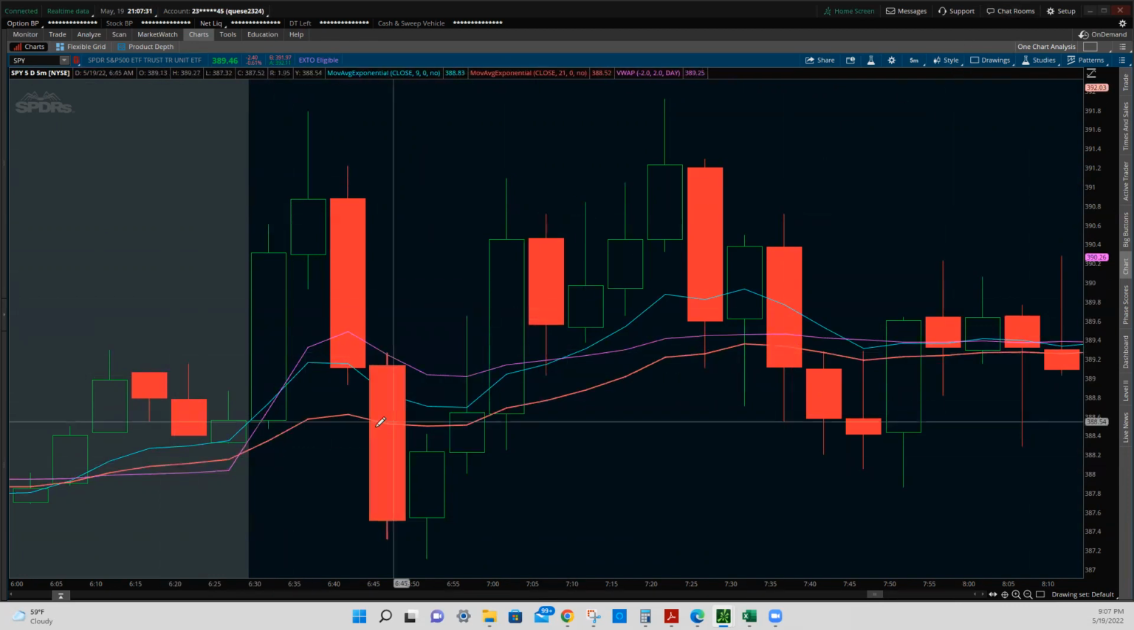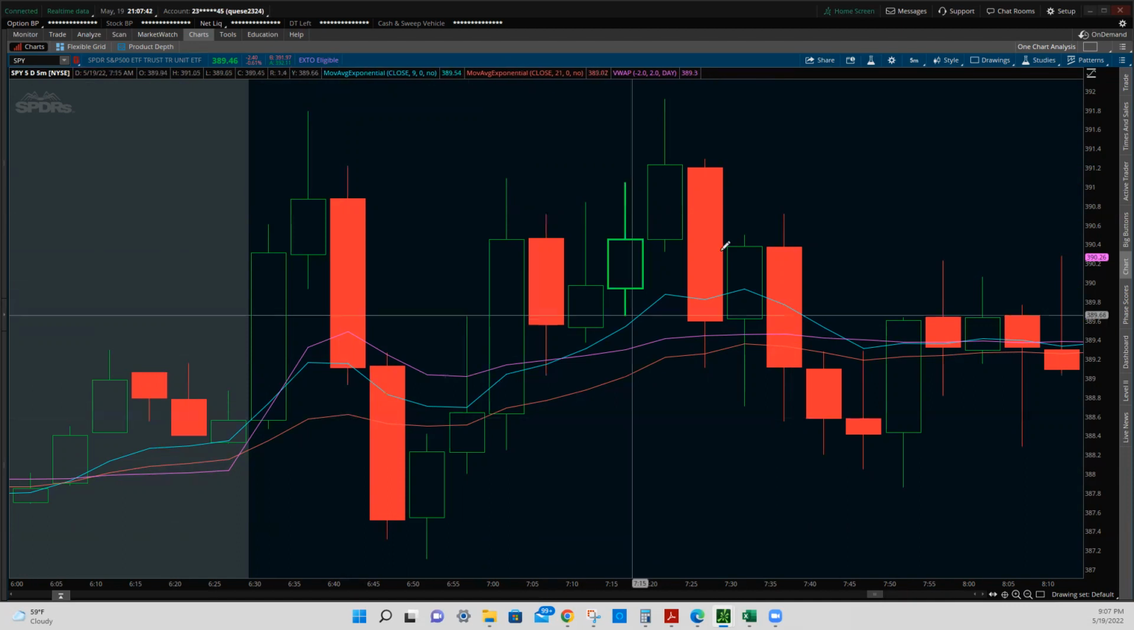And so then our red line is a 21 exponential moving average. So this is taking the average of the last 21 candles in a 5-minute time frame.